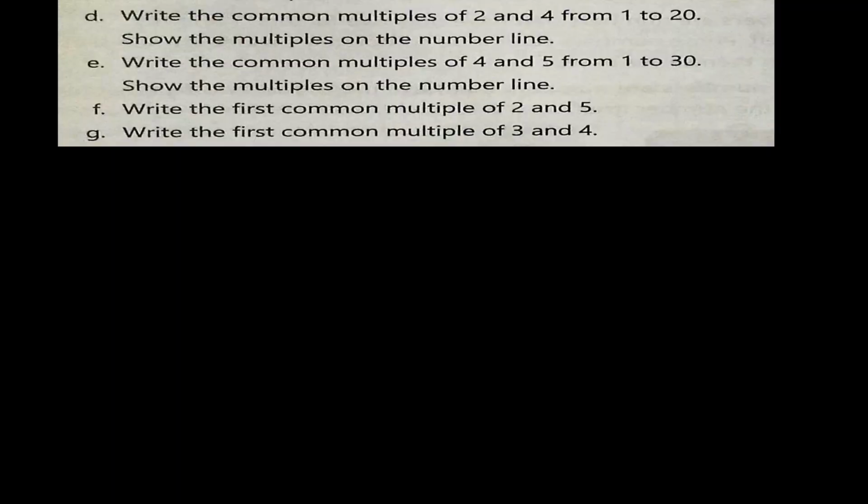Now number D. Write the common multiples of 2 and 4 from 1 to 20. Show the multiples on the number line. So we need to write the multiples on the number line also. So first we will do here.